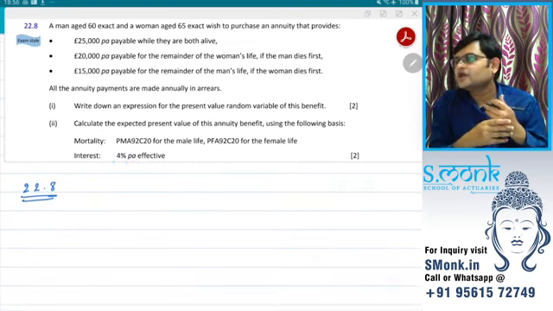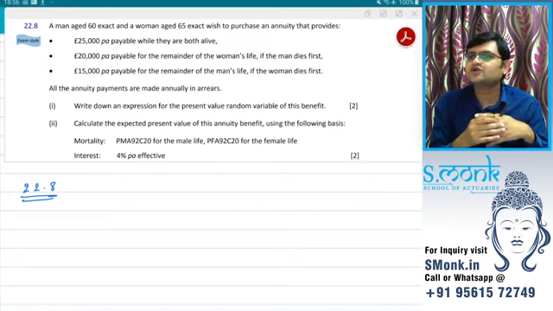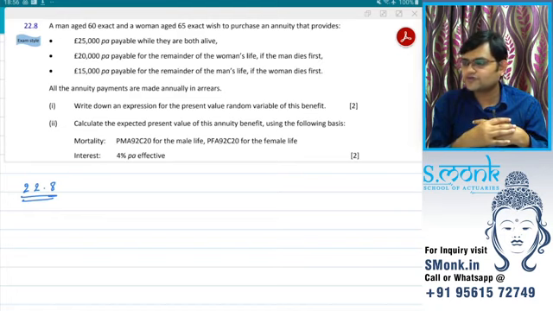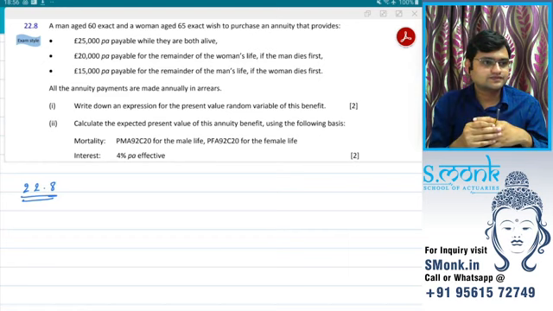22.8. Here we have a man age 60 exact and a woman age 65 exact who wish to purchase an annuity that provides 25,000 per annum payable while they are both alive, 20,000 payable for the remainder of the woman's life if man dies first, and 15,000 payable for the remainder of man's life if woman dies first.